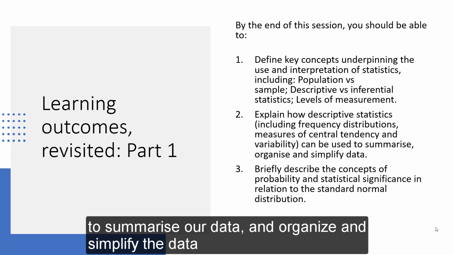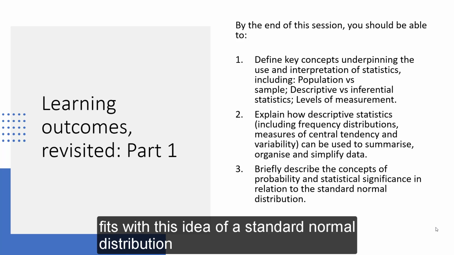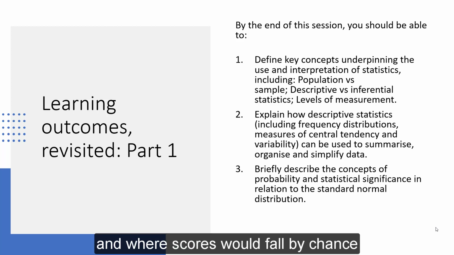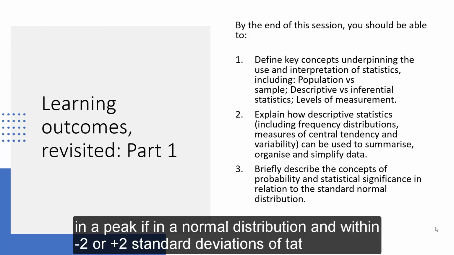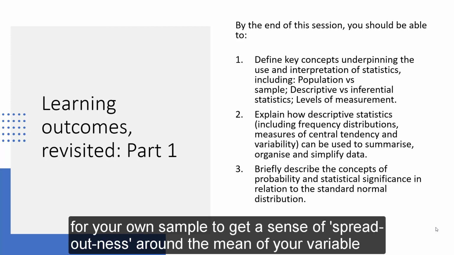In fact, we've looked at descriptive statistics and how we can use those to summarize our data, organize it and simplify it. And we have introduced the notion of probability and looked at how that fits with this idea of a standard normal distribution, and where scores would fall by chance in a normal distribution, within -2 or +2 standard deviations. And we've looked a little bit at what the standard deviation is and how you can calculate a standard deviation for your own sample to get a sense of the spread around the mean of your variable in your sample.